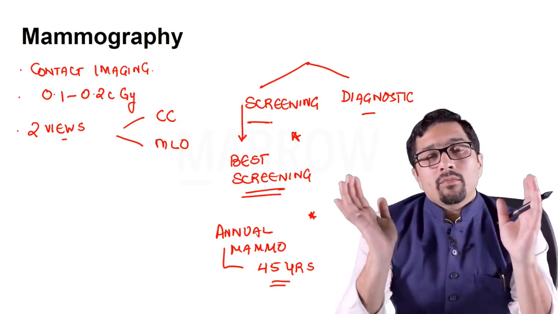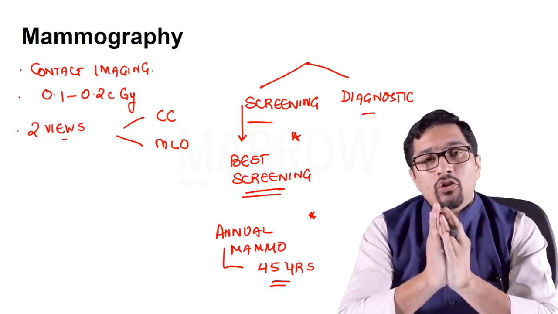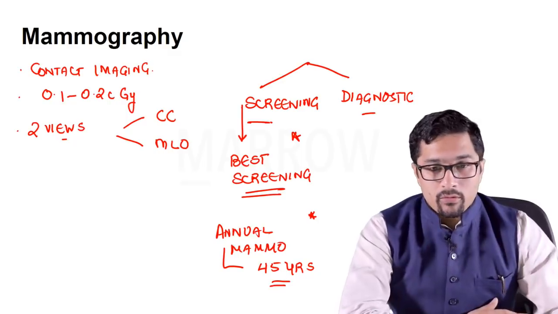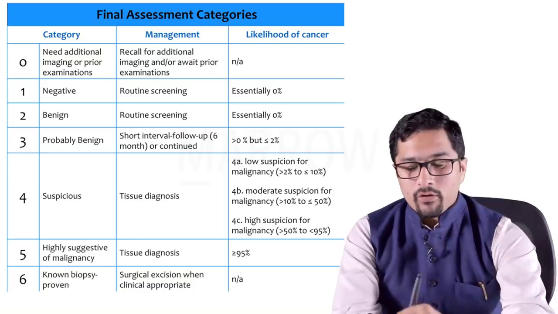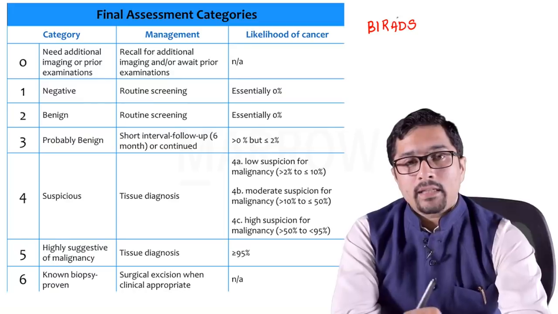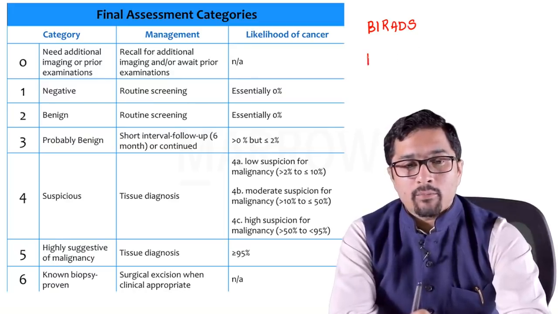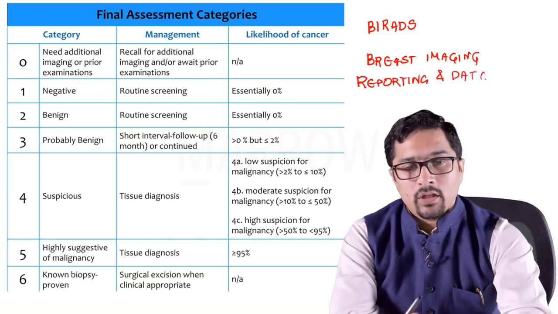Right. So whenever we do a mammography, you get an image, and how do you report that image is very important. So the reporting of the image is in the form of a BI-RADS score, right? BI-RADS stands for breast imaging, reporting, and data systems.